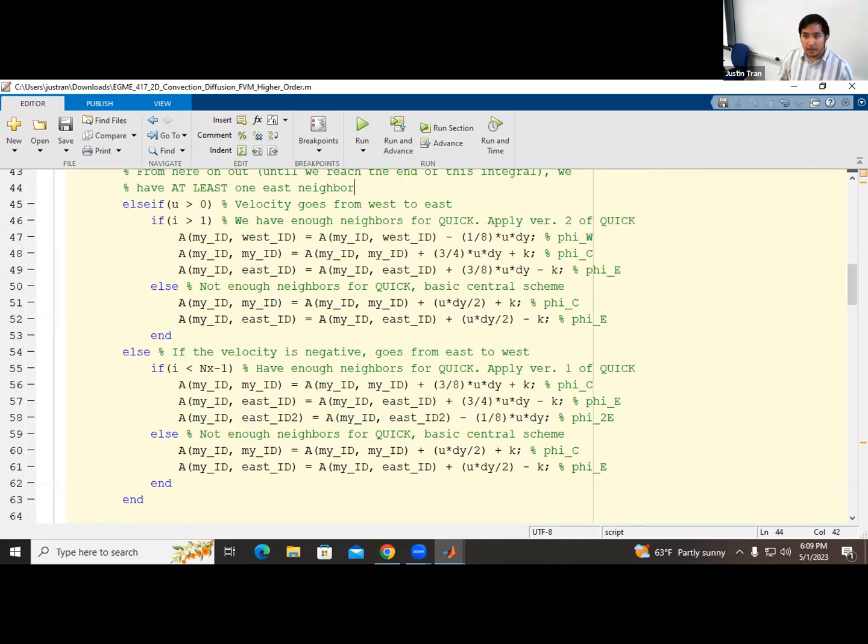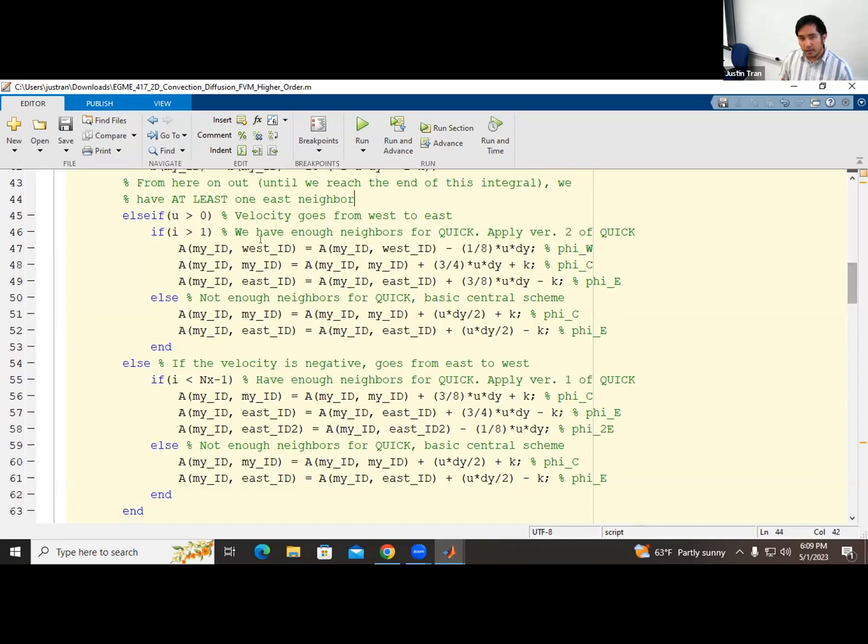But this is where things get a little bit complicated, because this is where the QUICK scheme comes into play. The first thing we're going to check, with this else if statement here, is the direction of the velocity. You can see here we're making an else if statement: else if u is greater than 0. Because if u is greater than 0, that means our velocity is going from west to east. That means that we're going to put more emphasis on the west side.